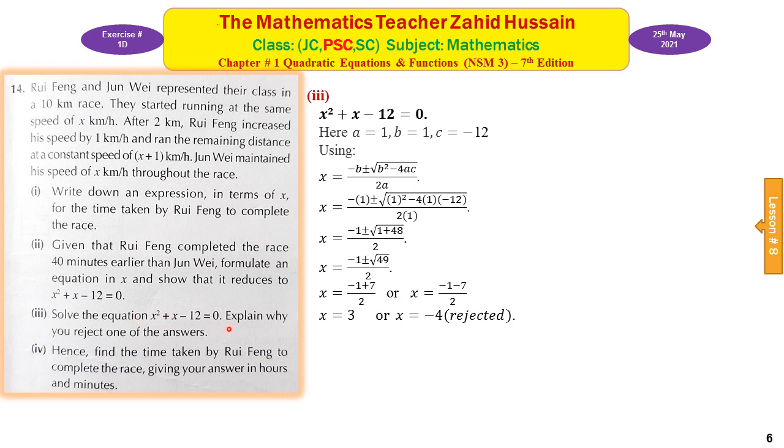You are asked to explain why you reject one of the answers. We have rejected this answer. The reason is that x is a speed and speed cannot be negative.